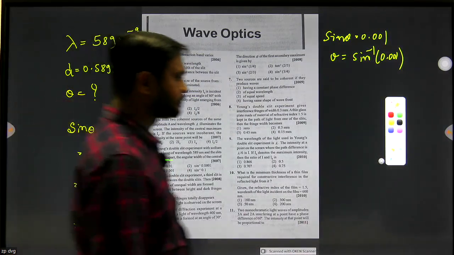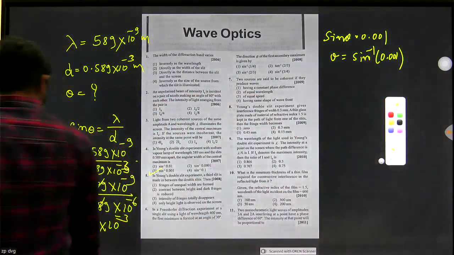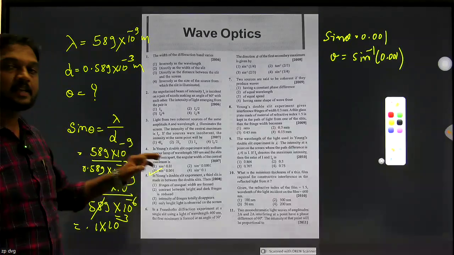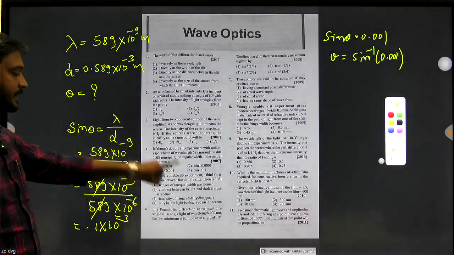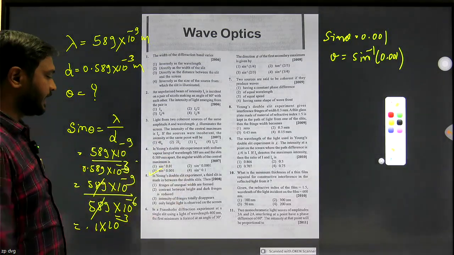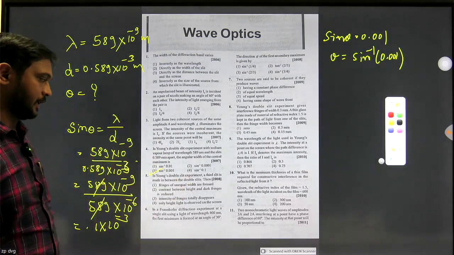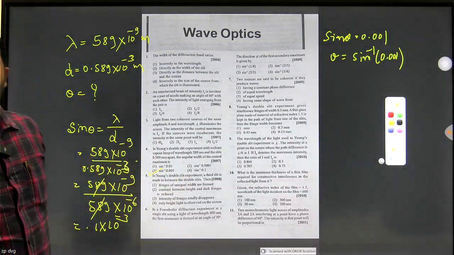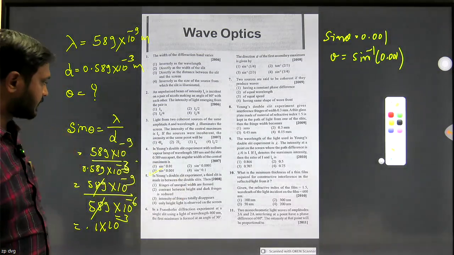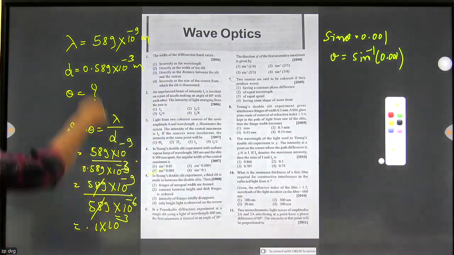Understood, all of you? Next one: in Young's double slit experiment, a third slit is made in between the double slit. Then what about the interference pattern? What about the fringe width? Is it clear?